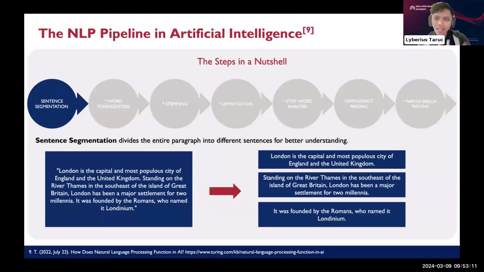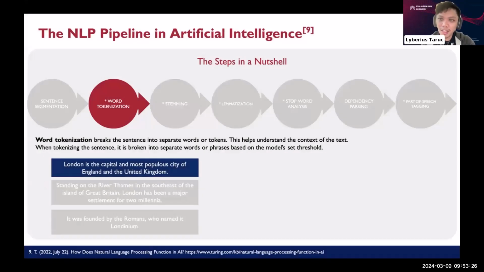So after a sentence has already been broken down, the obvious step is to break the sentence into smaller phrases. Take note, I use here phrases, and the more technical term for this is tokens. So this is where the next step comes in, tokenization. Tokenization breaks the sentence into separate words or tokens. This helps understand the context of the text even more.